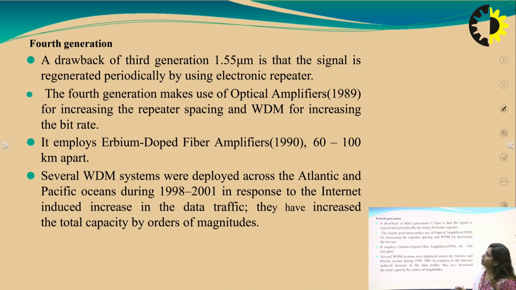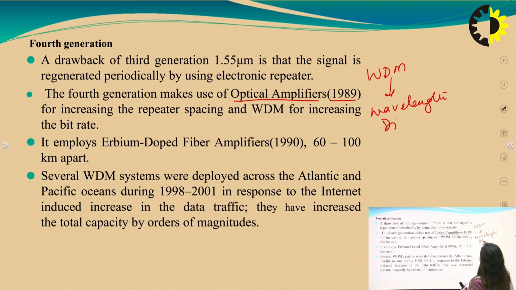Next we have the fourth generation optical fibers. A main drawback of the third generation is that at 1.55 micrometer the signal is regenerated periodically using an electronic repeater. The fourth generation makes use of the optical amplifier. Here the concept of EDFA comes in, that is the erbium doped fiber amplifier, which can be laid in between the fiber length, around 60 to 100 kilometers apart. There are also several WDM systems. So what is WDM? It is wavelength division multiplexing.